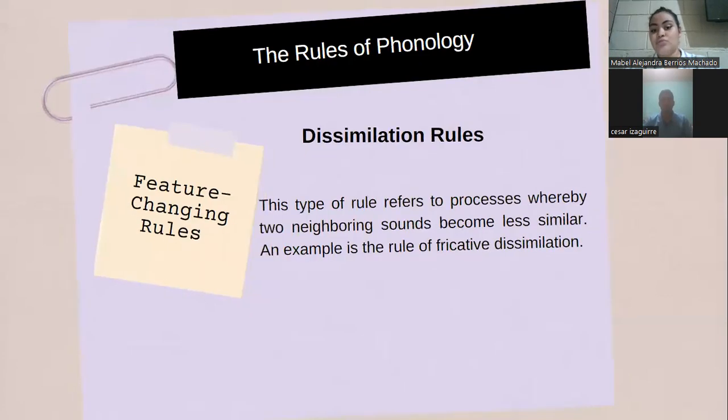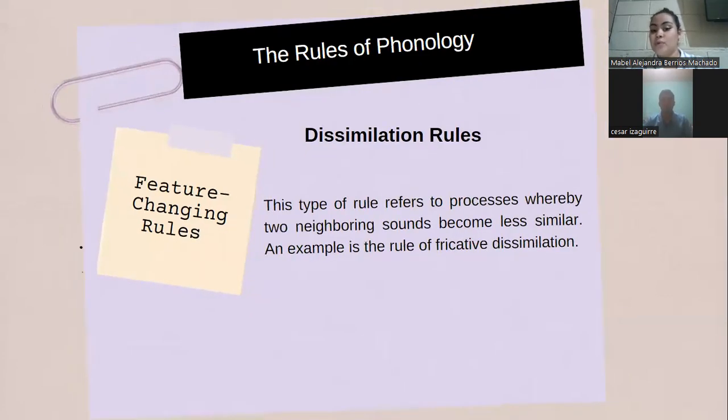And the dissimilation rules, this type of rule refers to the process whereby two neighboring sounds become less similar. An example of this rule is fricative dissimilation. And these were feature-changing rules.